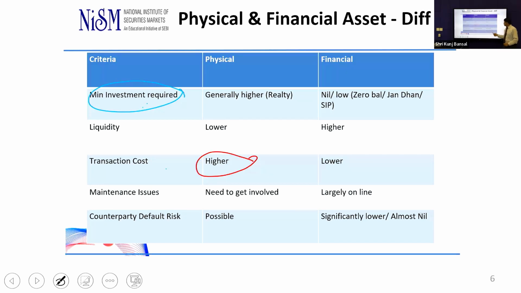That possibility is significantly lower, almost nil when it comes to financial assets. For all your equity trading, there is a clearing corporation which is responsible for your payment, even if the counterparty has defaulted. They have a separate mechanism of dealing with the counterparty. So these are the important points.